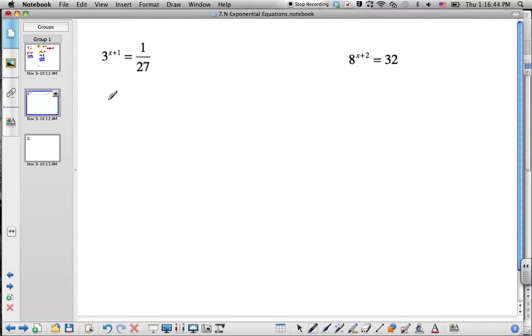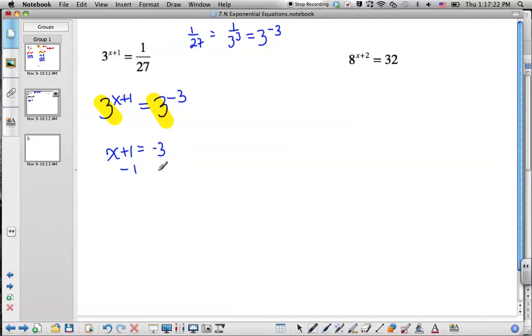Still the same concept. We have 3 to the x plus 1 equals 1 over 27. And maybe you recognize this, or maybe you don't. This 1 over 27 is the same thing as 1 over 3 to the third, because 3 times 3 is 9, times 3 is 27. So I could write 1 over 3 to the third as 3 to the negative 3. So now we have our bases being the same. And once we know that the bases are the same, exponents equal. So x plus 1 equals negative 3. Subtract 1 from both sides. We're left with x equals negative 4.